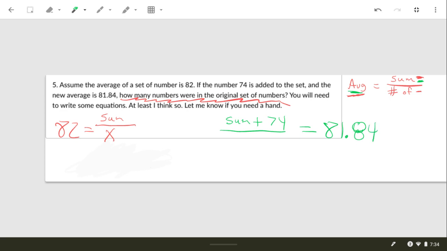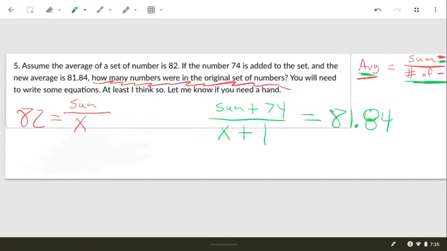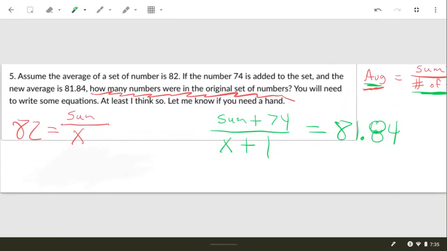The question is, how many numbers are in the original set? Now my new number of terms, since I added one extra number, I'm just going to change that to x plus 1. Now, a lot of you had this set up, but just didn't know where to go from here, how to solve them. So notice you've got 2 equations, and you actually do have 2 unknowns.